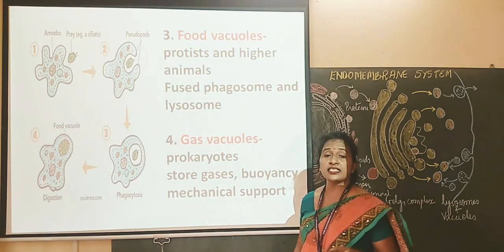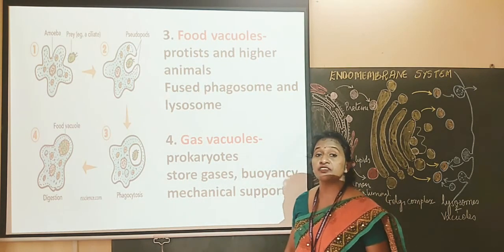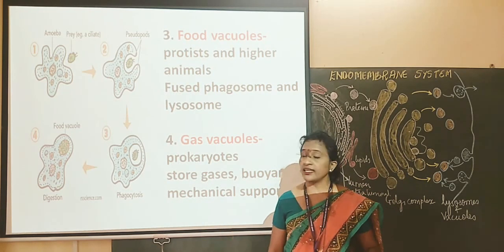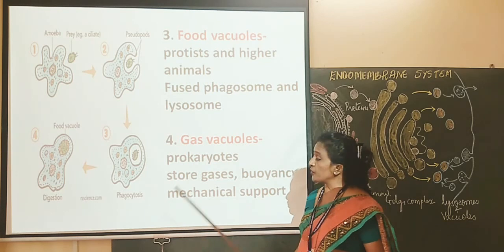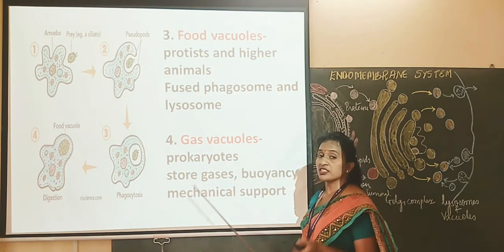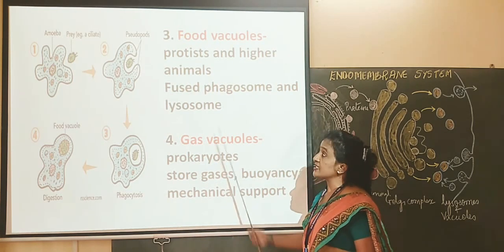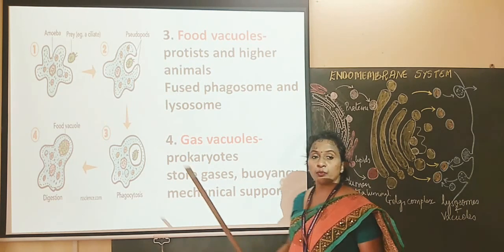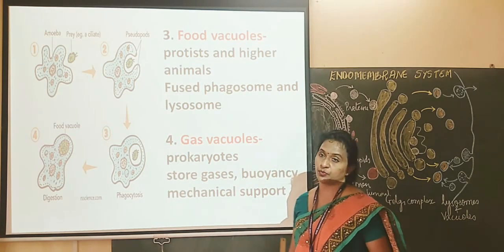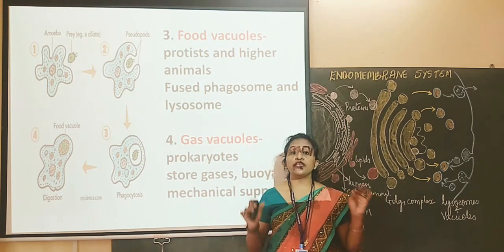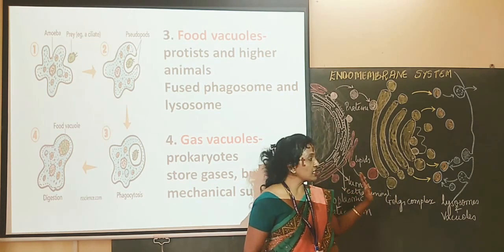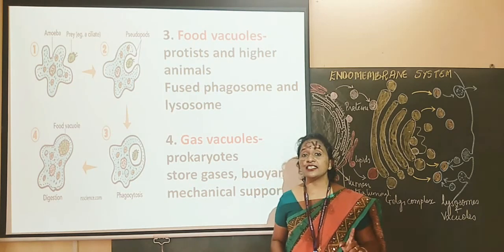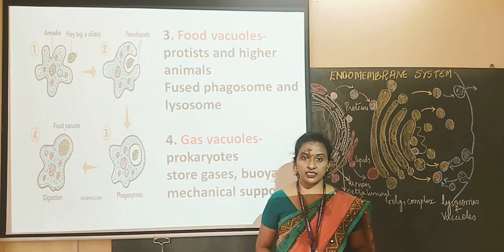Other than these, there are certain gas vacuoles which help in buoyancy, especially in aquatic organisms. Also seen in prokaryotic organisms, they store certain gases inside these vacuoles, which help in buoyancy and mechanical support. So that was all about the endomembrane system. We have discussed the four organelles, their structure and function present in eukaryotic organisms.